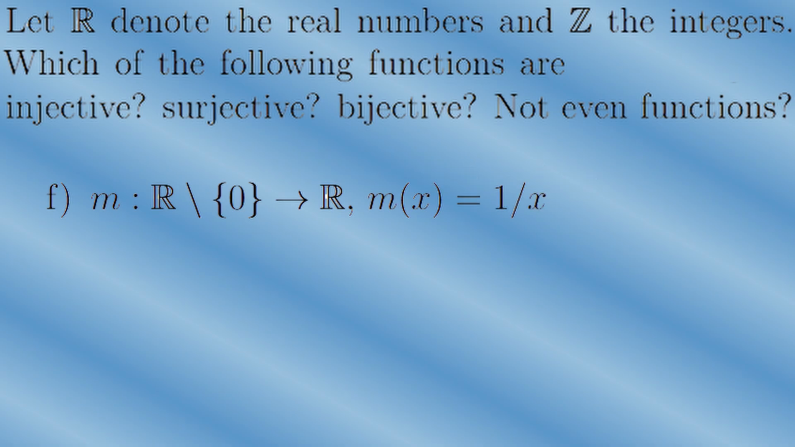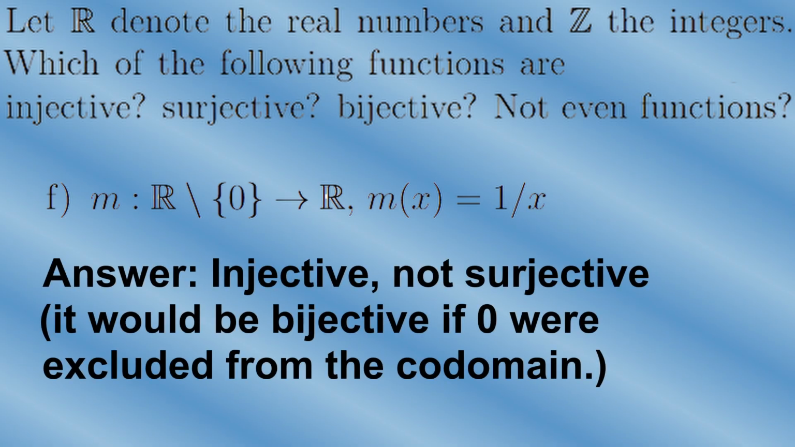F: m from the real numbers minus 0 to the real numbers, where m of x equals 1 over x. Okay, this one seems very similar to the last one, except we switched our domain and codomain, which means now we no longer have to worry about dividing by zero. So this one is a function. It is injective, but it's not surjective because we didn't exclude zero from the codomain, and zero is never mapped to. If we excluded zero from the codomain, then it would be a bijective function.